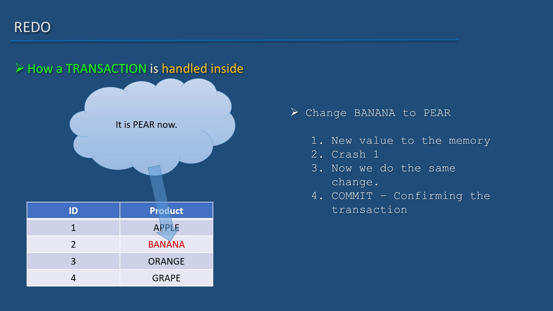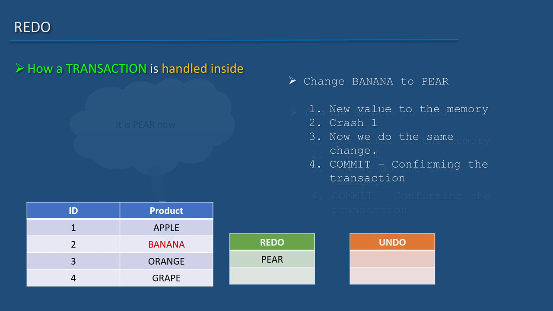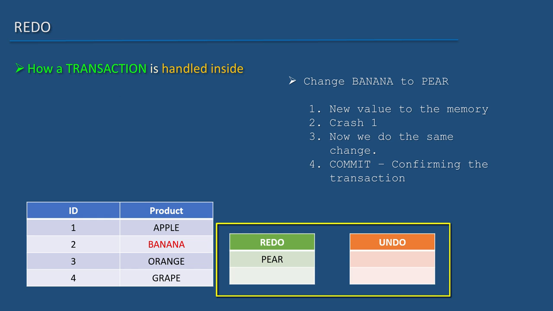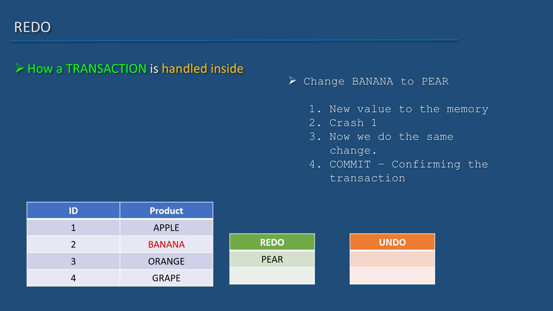After that, we connect again and notice that the value is still banana as it should be. We change that to pear and commit the transaction this time. What will happen now? Oracle has two sections called redo and undo stored permanently in the disk. It will write the new value to redo.